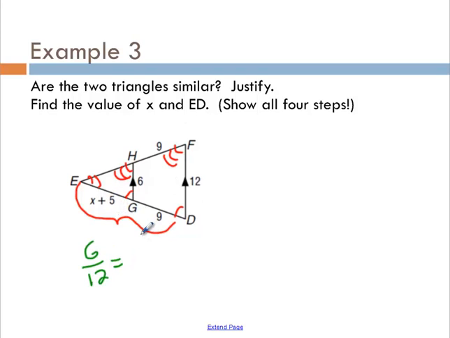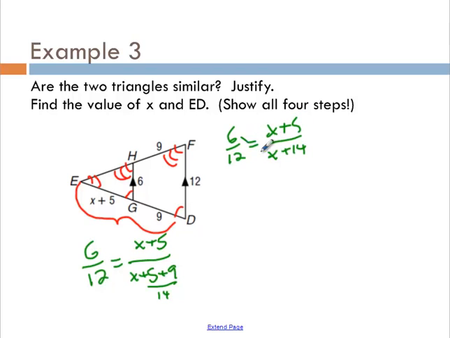And then in the small triangle, it's x plus 5. And in the big triangle, it's not 9. Most often, the mistake made here is we choose 9. The entire side is those added together. X plus 5 plus 9, or this can be 14. So I'm going to change that to 14. I'll change it in the next spot. So 6 over 12 equals x plus 5 over x plus 14.